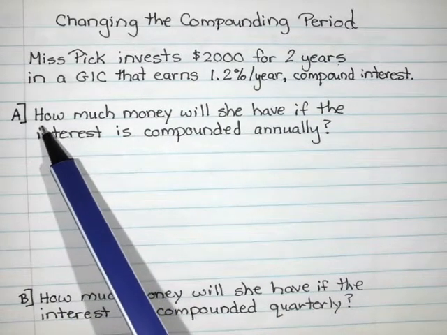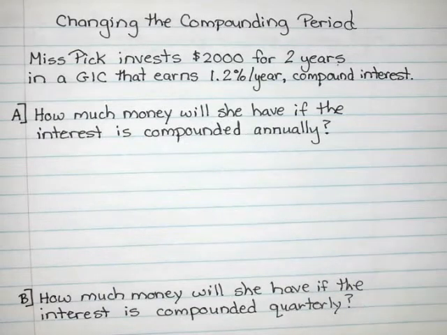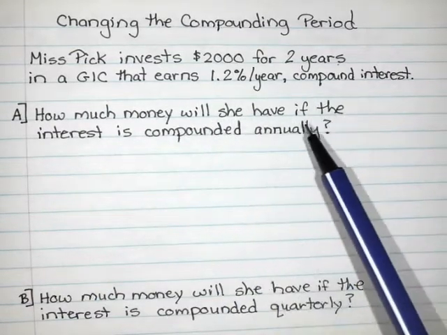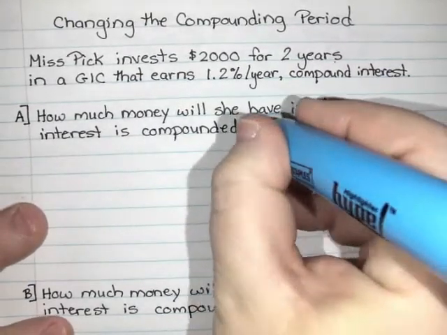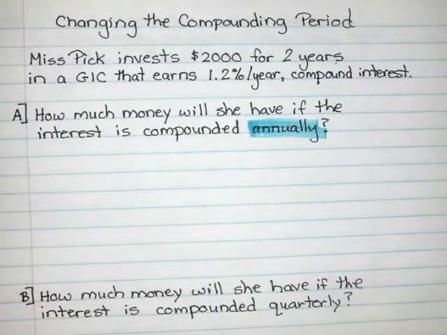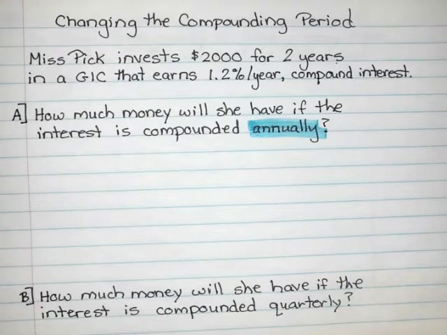So our first one says, how much money will she have if the interest is compounded annually? So all of the questions that we have been doing with compound interest so far have always been compounded annually. That means you're getting interest one time per year. So I'm going to see if we can calculate how much money we'll have.